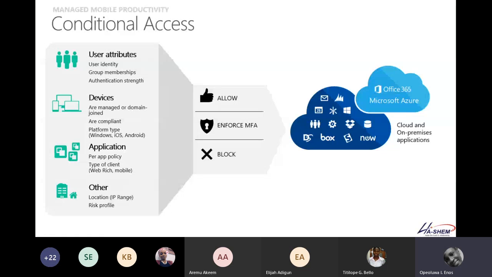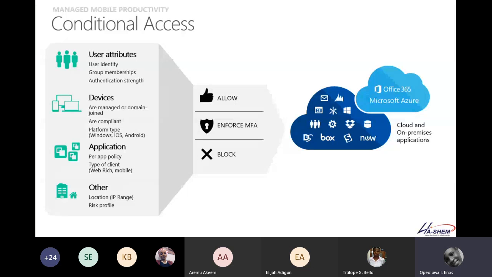Some of the conditions they must meet are user identity. You want to specify the user that can have access. They must be part of a particular group, or you want to specify the device type. You want to know whether the device is managed or domain joined. If the device is domain joined, you say okay, you should have access to the company's information. If it's not domain joined, you want to block access to the company's information.